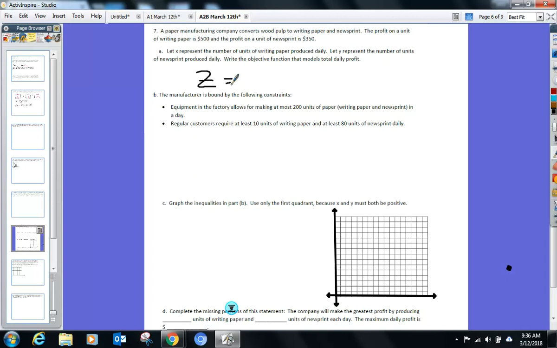What are we looking for here? How much does it cost for a unit of writing paper? 500, right? So 500x. And then plus, what about for the newsprint? 350. Why?